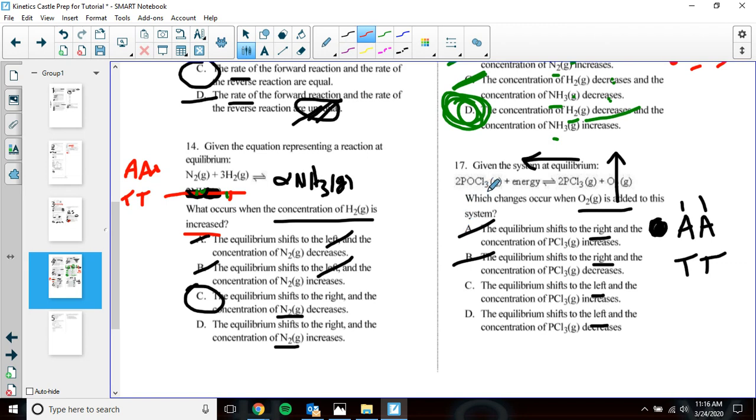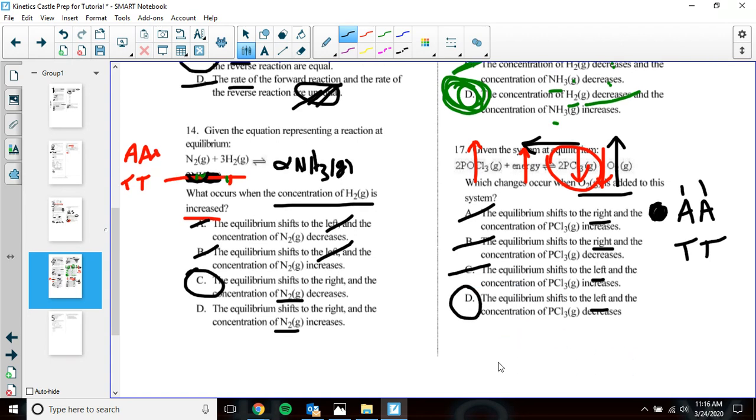Might as well go ahead and finish like we normally would. If I shift to the right or left, everything on the left goes up. Everything on the right goes then down. And so equilibrium shifts to the left and the concentration of PCl3 increases. I have here PCl3 decreases. So C's not right. Equilibrium shifts to the left and PCl3 decreases. That's what I have for my arrows, and that's where we stand.